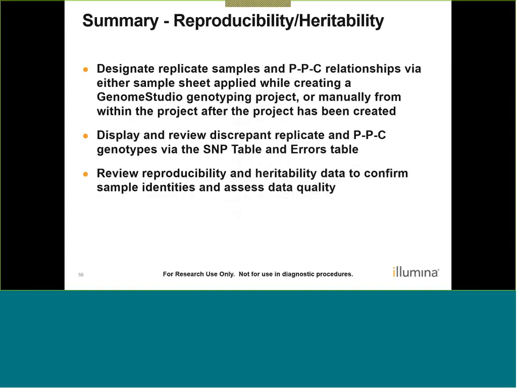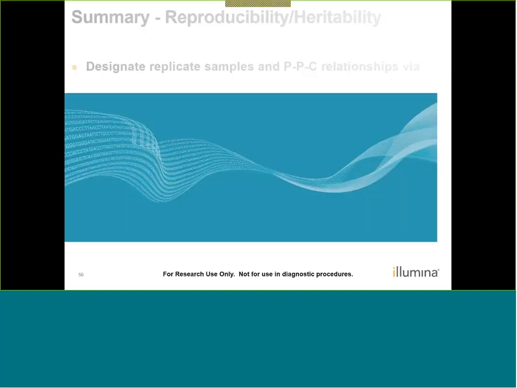All right. So in summary, the reproducibility and heritability tool allows you to designate replicate samples and parent-parent-child relationships via either the sample sheet or by editing them manually after the project has been created. It allows you to view, display, and review discrepant replicate and parent-parent-child genotypes via the SNP table, the errors table, and the SNP graph. And it will allow you to review reproducibility and heritability data to confirm your sample identities and assess data quality.